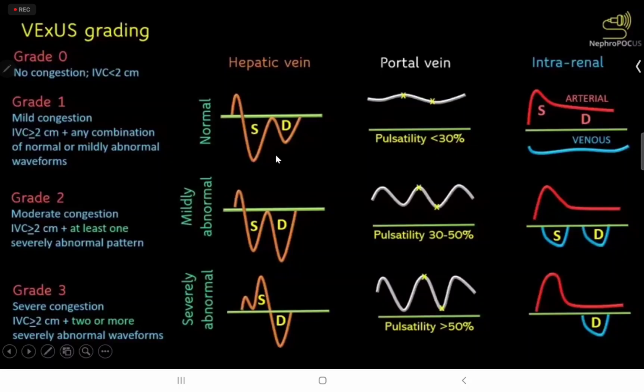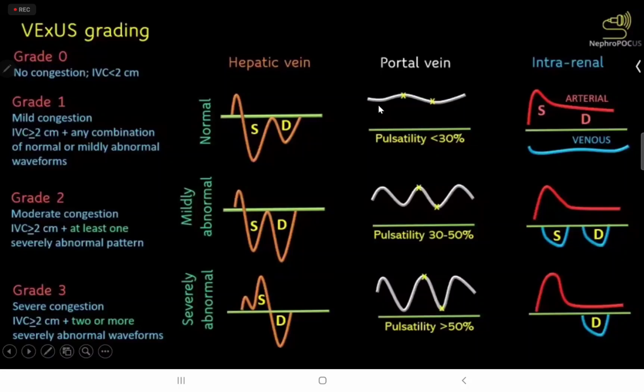You put the pulse wave Doppler there, and you can get this image generated. So you interpret atrial, systolic, right ventricular systolic and diastolic waveforms. If the systolic waveform is bigger than diastolic, it is normal. The reversal of pattern, where the systolic is lesser than diastolic, is mildly abnormal, and reversal of the systolic flow is considered a severely congested system.